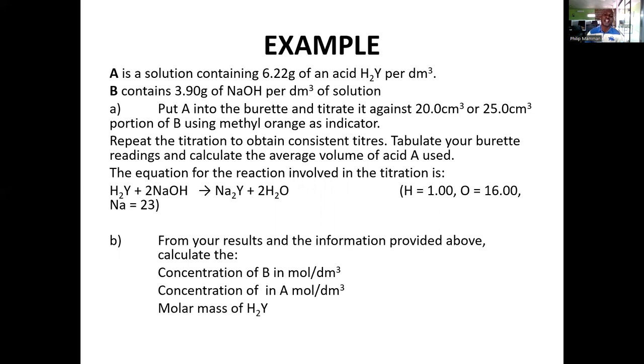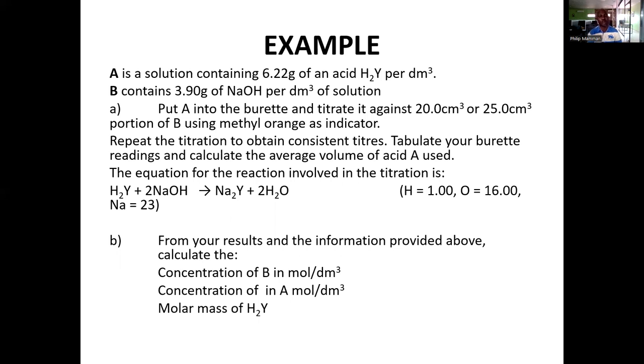The equation for the reaction involved in the titration is H2Y plus 2 NaOH reacting to give you Na2Y plus 2 moles of water. Obviously, the atomic mass of hydrogen is 1, atomic mass of oxygen is 16, and atomic mass of sodium is 23. The B part of the question says, from your result and the information provided, calculate the concentration of B in moles per dm cube.